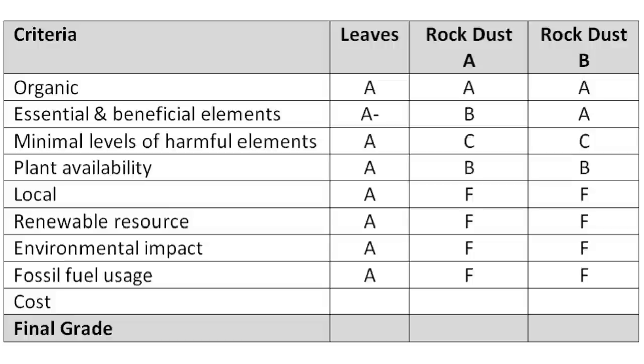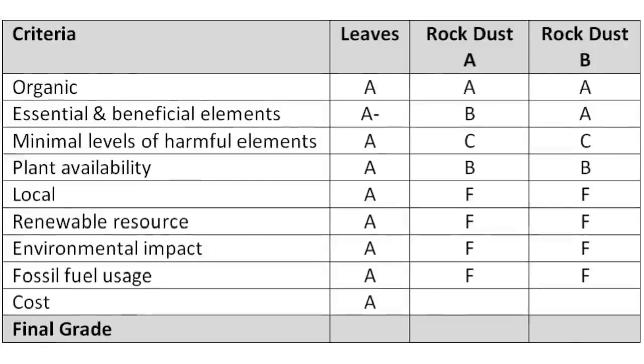Finally, let's look at product cost. Free autumn leaves definitely get an A. The best price I found for rock dust is 37 pounds for $44, including shipping. At that price, I could easily pay anywhere between $100 and $600 per year, depending on the application rate. That's definitely more than I want to pay, especially when there's a free alternative. I'll give rock dust a C for cost.